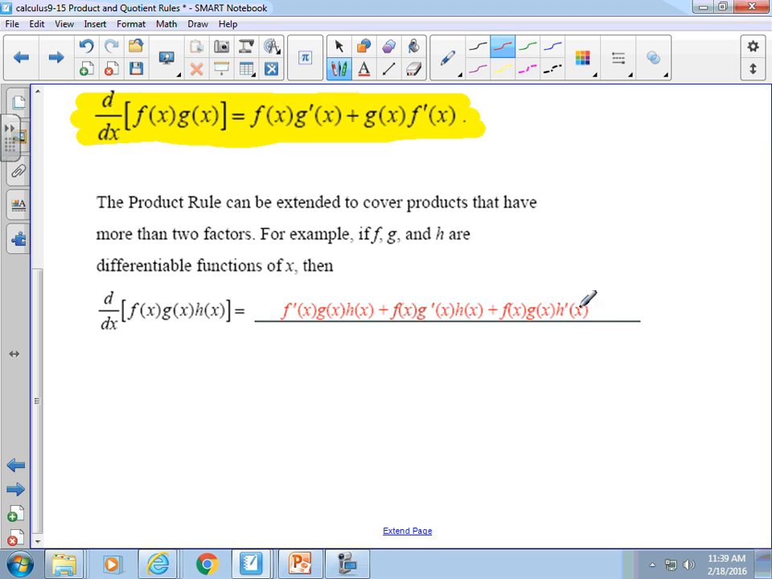I would write that down. It's not something you will have to use often. In fact, you may have to look it back up the next time you want to use it because it's not something you'll use that often. But if you ever needed to extend the product rule to multiple products, that's how you do it.